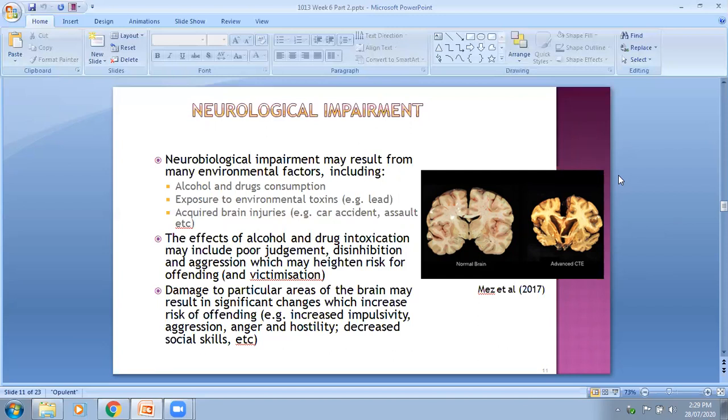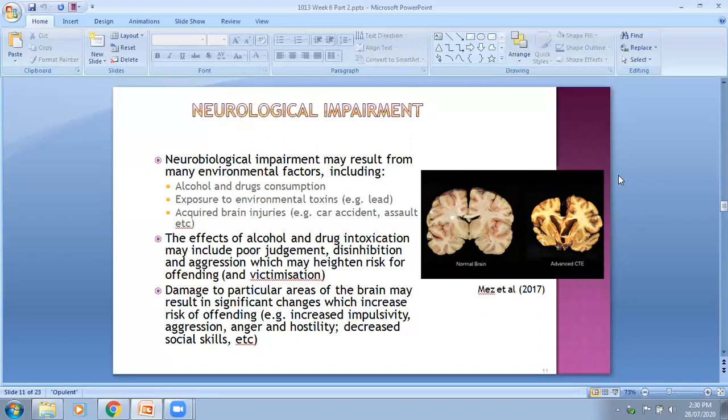The effects of alcohol and drug intoxication. People showing poor judgment, disinhibition and aggression, which may heighten the risk for offending and for being victims as well. So these people are not just going to be offending, they are at risk of being victims as well. So damage to particular areas of the brain, which may result in significant changes which increase the risk of offending. So increased impulsivity, aggression, anger and hostility, and decreased social skills.